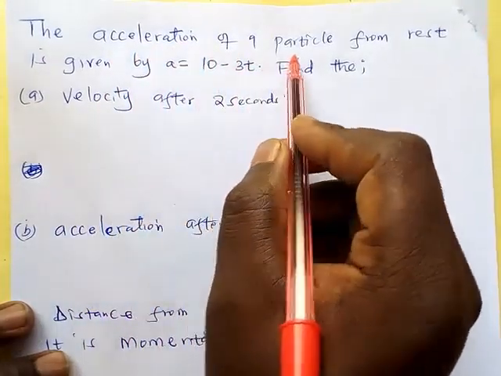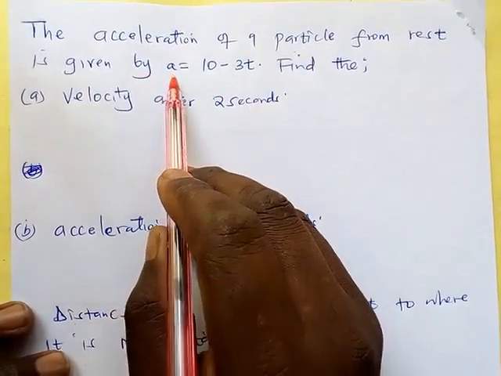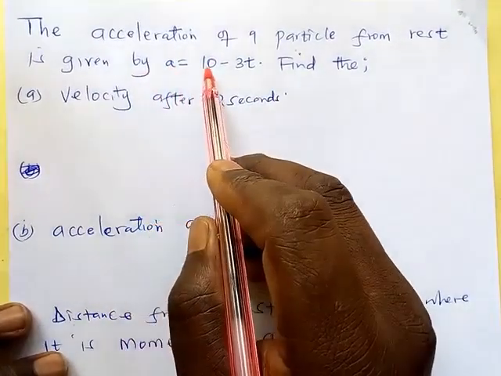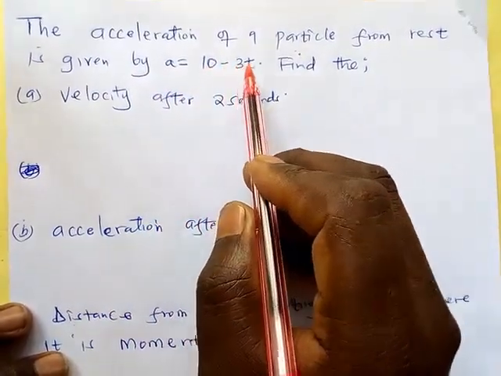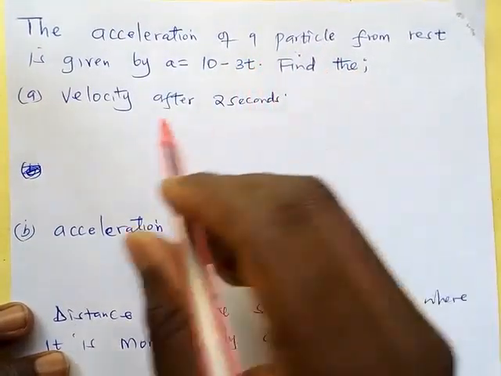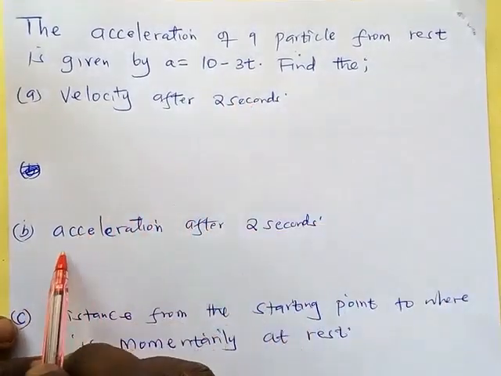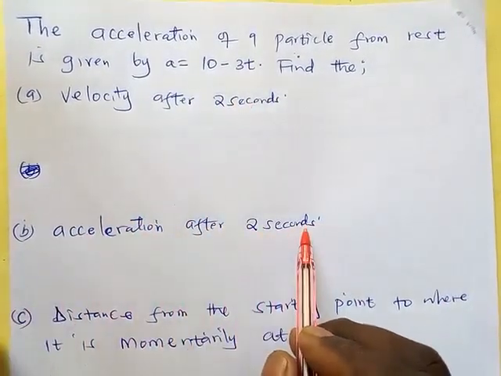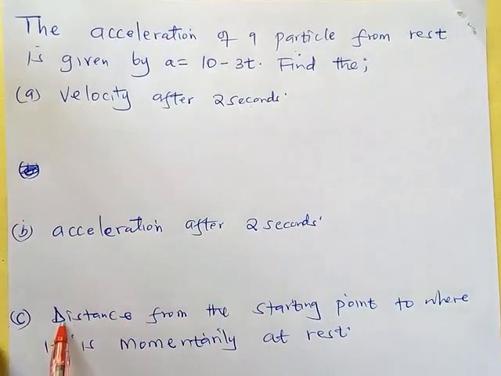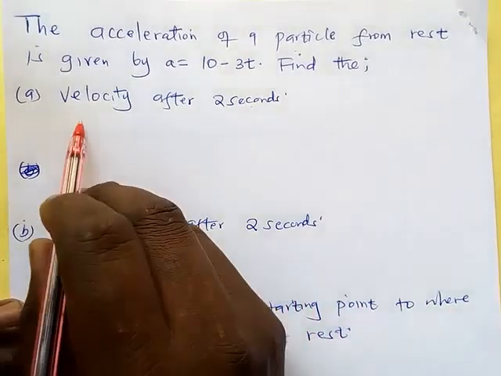The acceleration of a particle from rest is given by a = 10 - 3t, where a stands for acceleration and t is for time. Find (a) the velocity after 2 seconds, (b) the acceleration after 2 seconds, and finally (c) the distance from the starting point to where it is momentarily at rest. So we want to start here.